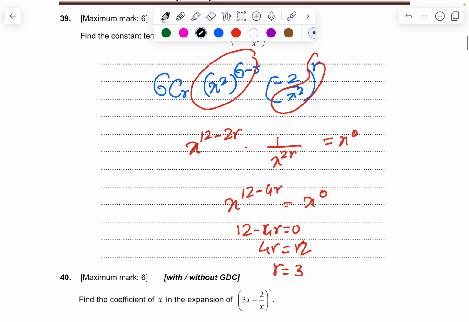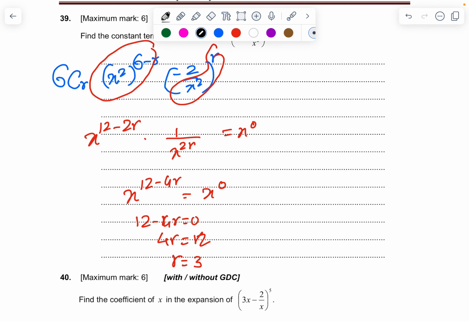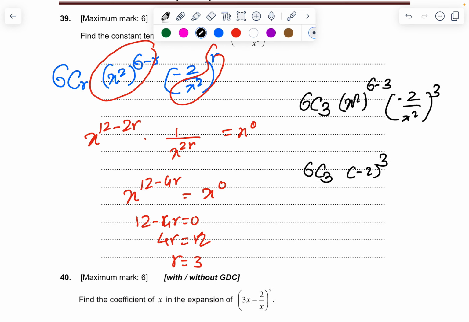So what will be the constant term? When I try to find the constant term, it's going to be 6C3 (x square) to the power of 6 minus 3, (minus 2 upon x square) to the power of 3. So which is 6C3 times (minus 2) to the power of 3, which is going to be 20 times negative 8, which is negative 160.